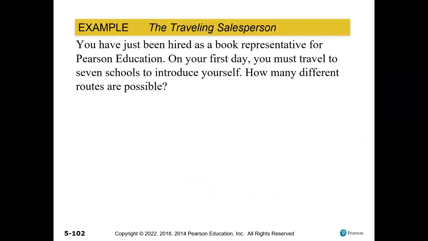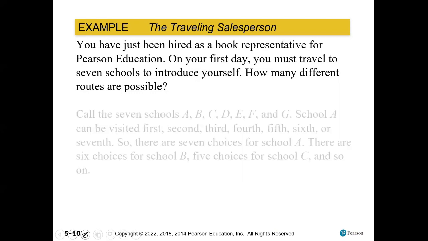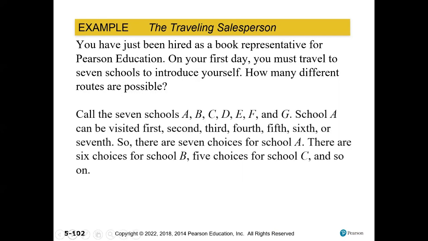You've just been hired as a book representative for Pearson Education. On your first day, you must travel to 7 schools to introduce yourself. How many different routes are possible? Well, let's call the schools A, B, C, D, E, F, and G. School A could be visited 1st, 2nd, 3rd, 4th, 5th, 6th, or 7th. So there's 7 choices for school A. There would then be 6 choices for B, because once A's spot has been determined, that one value is gone.